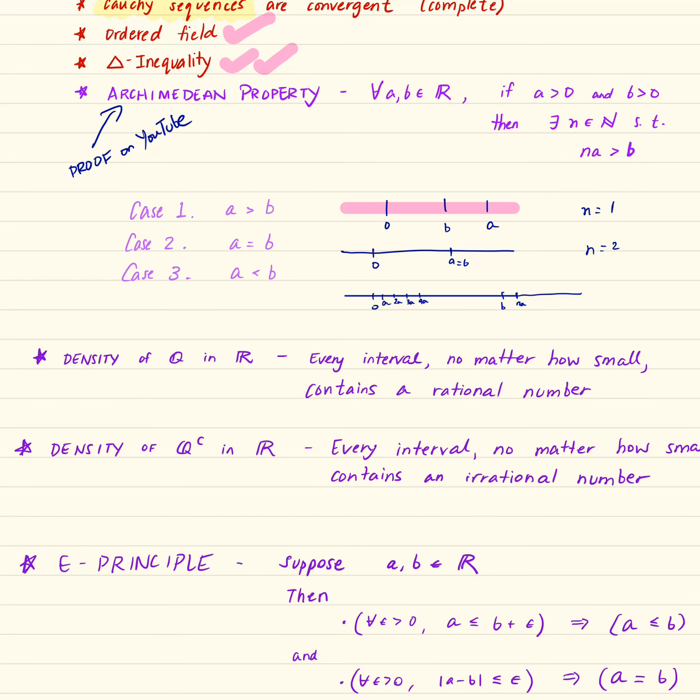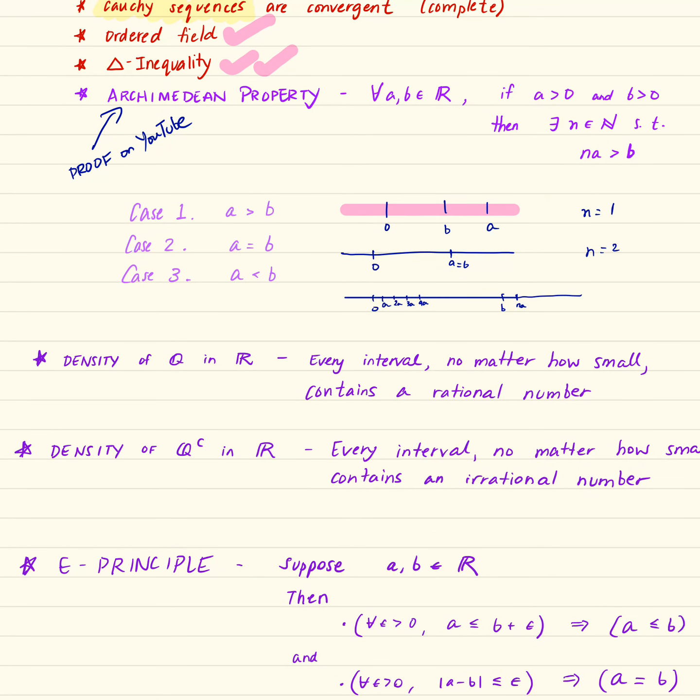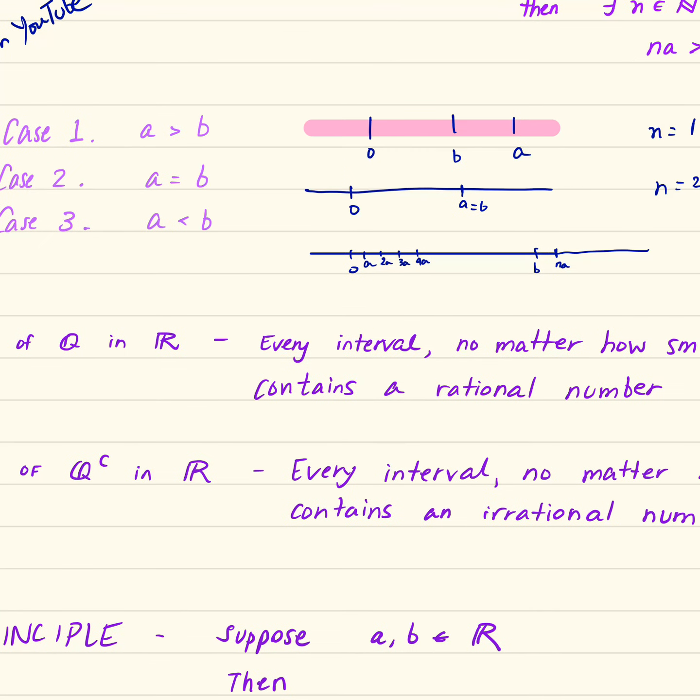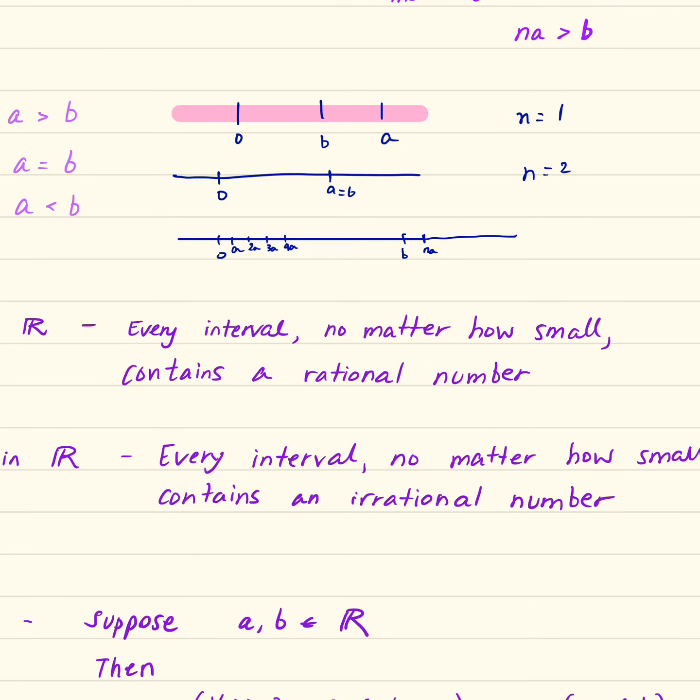Now, the Archimedean property is used to prove the next important property of R, which is that Q, the set of rational numbers, is dense in R. What does it mean to say that Q is dense in R? It means that every interval in R, no matter how small, contains a rational number. So in between any two real numbers, there's going to be a rational number.